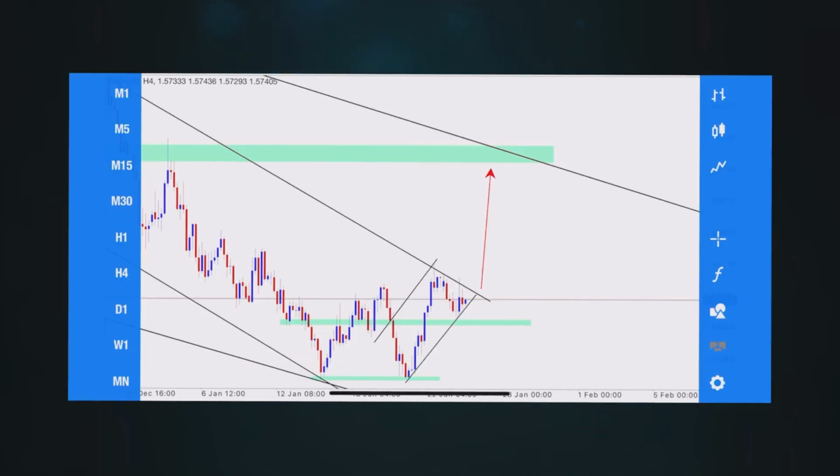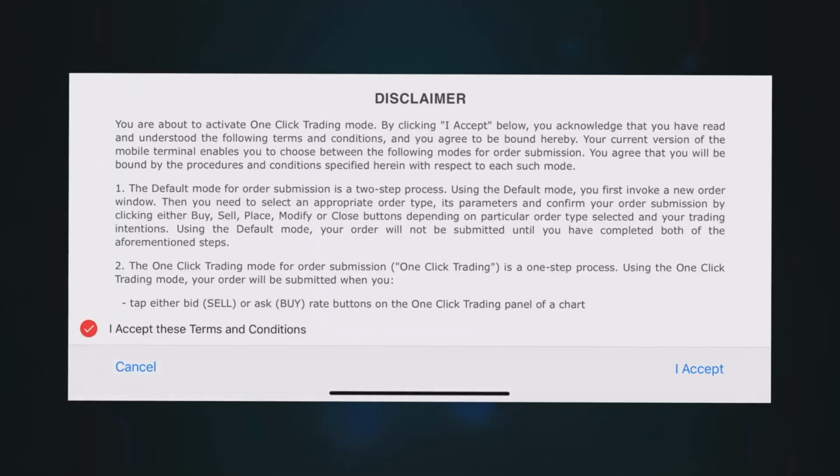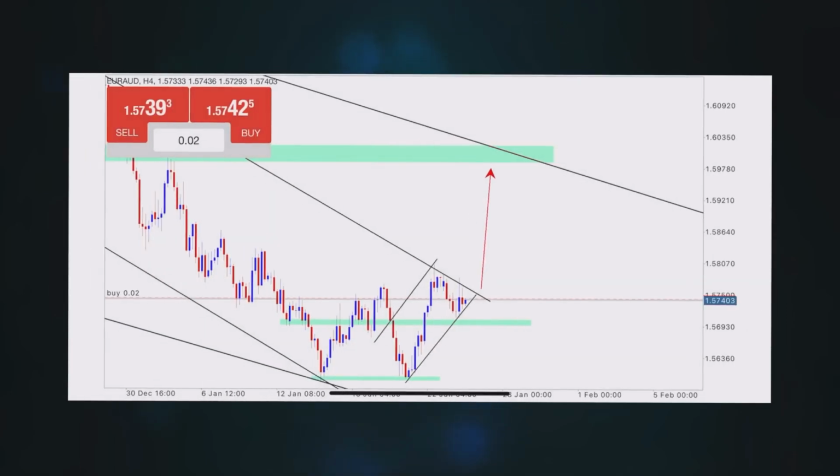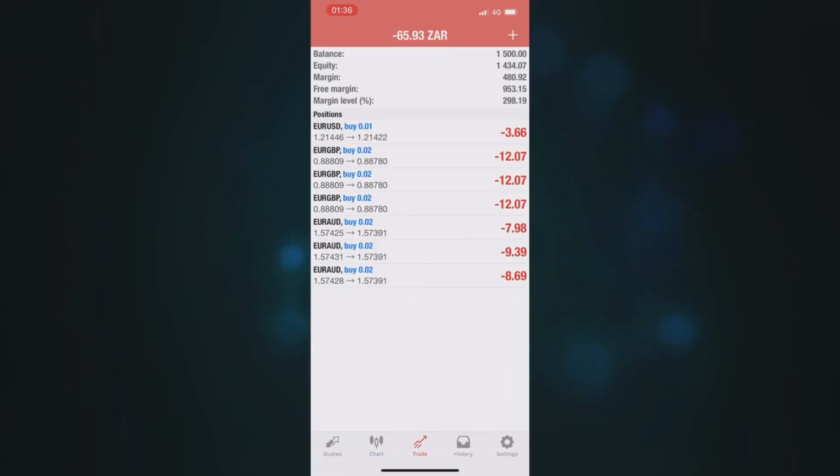You can see we have two trends inside this overall trend. So from here we're going to take our first buy as the market looks ready for a bullish momentum. So now those are the trades that we took. We're going to step away and see how the market plays out.